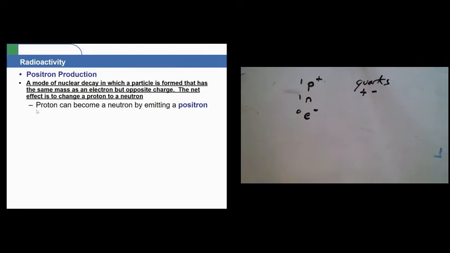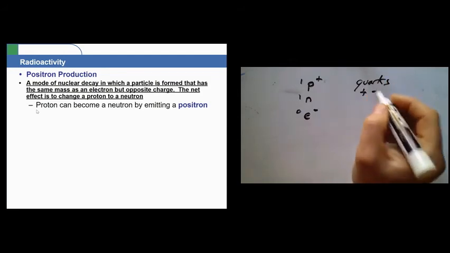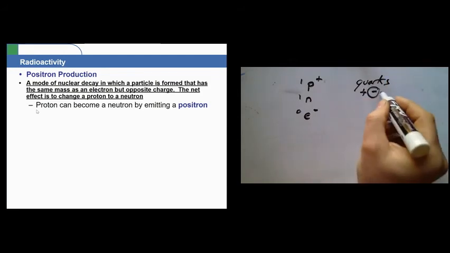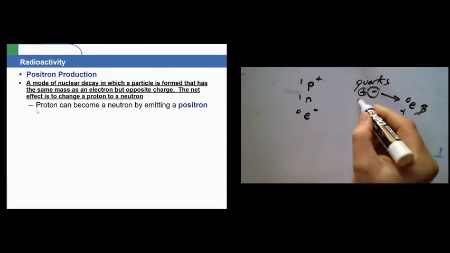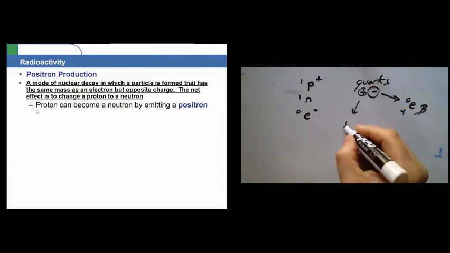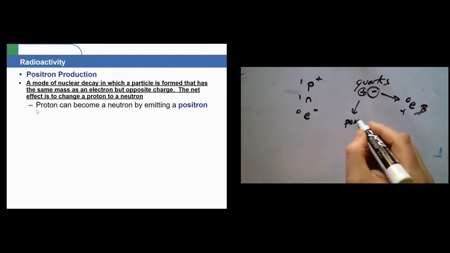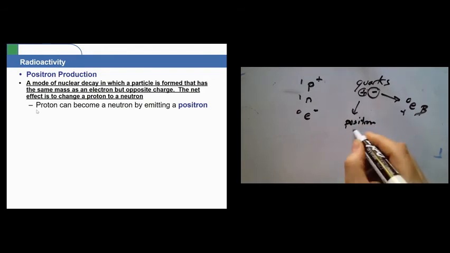So, if protons and neutrons are made up of these quarks, if a negative quark leaves, we call that a beta particle. If a positive quark leaves, we call that a positron, which is a positively charged electron for all intents and purposes. It's a positive electron.